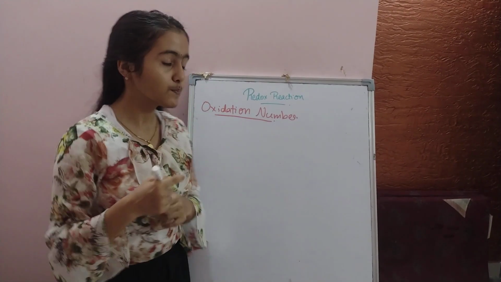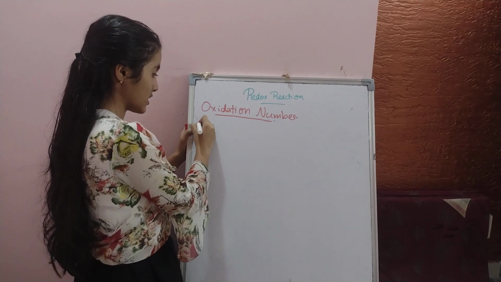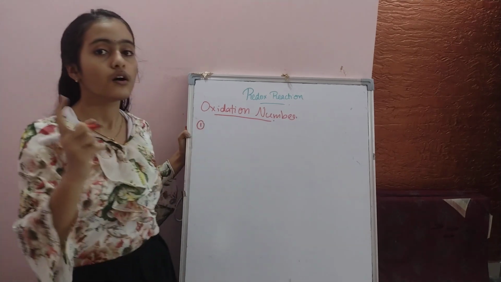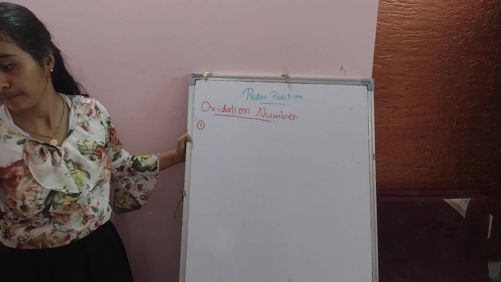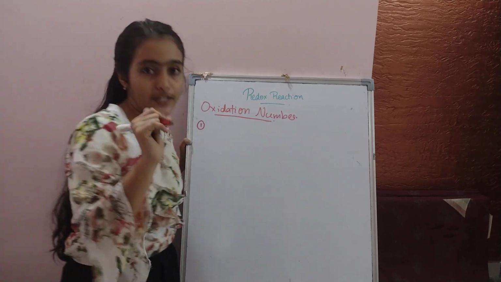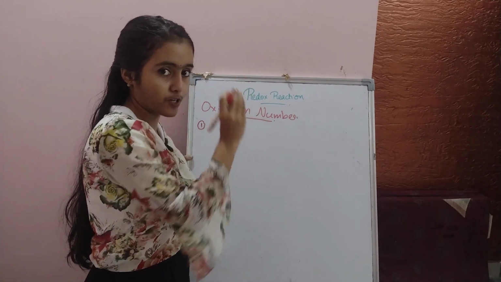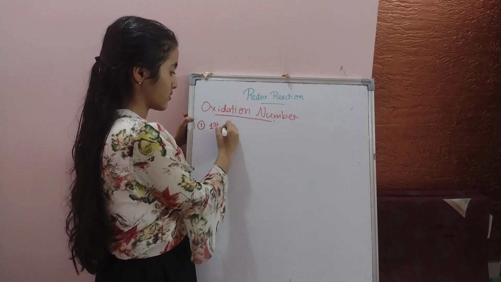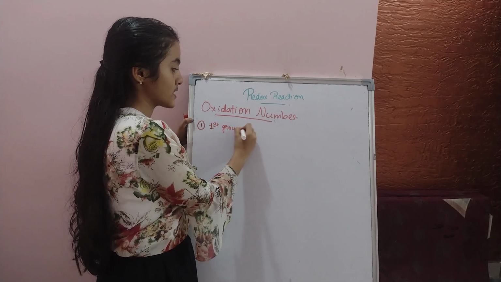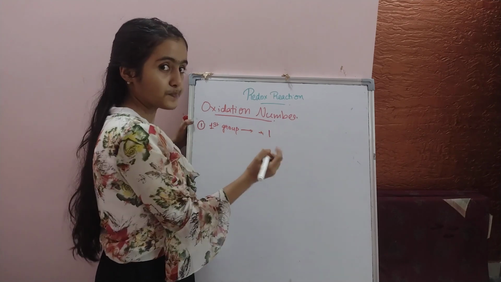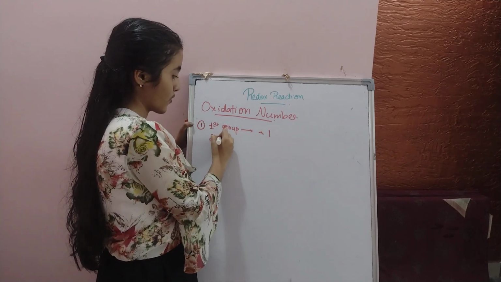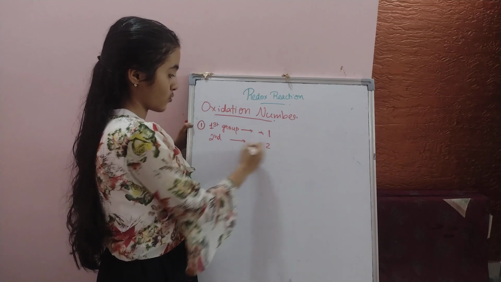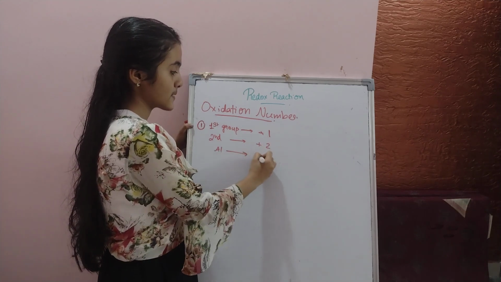Okay, first point you have to note. There are several points. The first point is for first group elements, group 1 in the periodic table, group 1, group 2, group 3. For first group elements, the oxidation number is +1. For the second group, the oxidation number is +2. For aluminium, the oxidation number is +3.